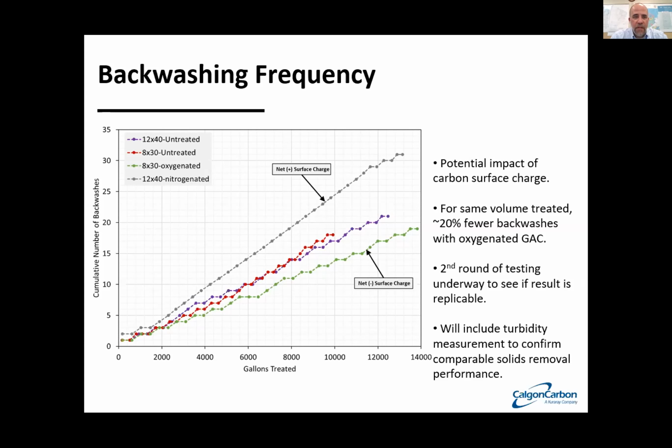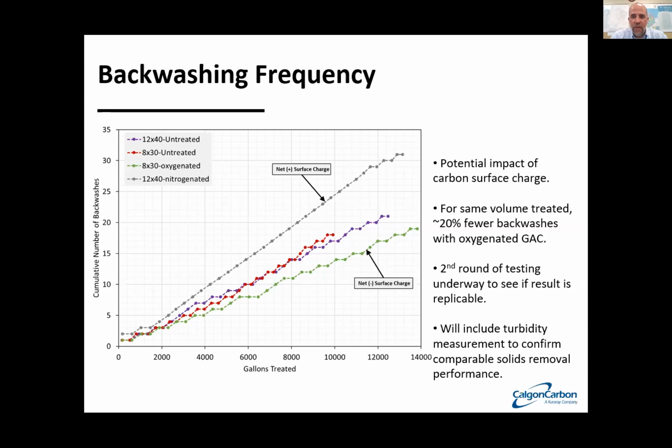So we have the nitrogenated material, and you'll see that in the gray line at the top, net positive surface charge. We have the two untreated materials, which regardless of the difference in the particle size, where a 12 by 40 is about a 1 millimeter particle, 8 by 30 is about 1.5 millimeters, are quite similar in terms of the backwash frequency. Again, 10 psi trigger. And we look at the one carbon that was oxygenated, and it's quite a difference in the backwashing frequency. We have this entire study, all four carbons treating up to, I'd say now about 15,000 gallons of water. And we have about a 20% decrease in backwashing frequency.